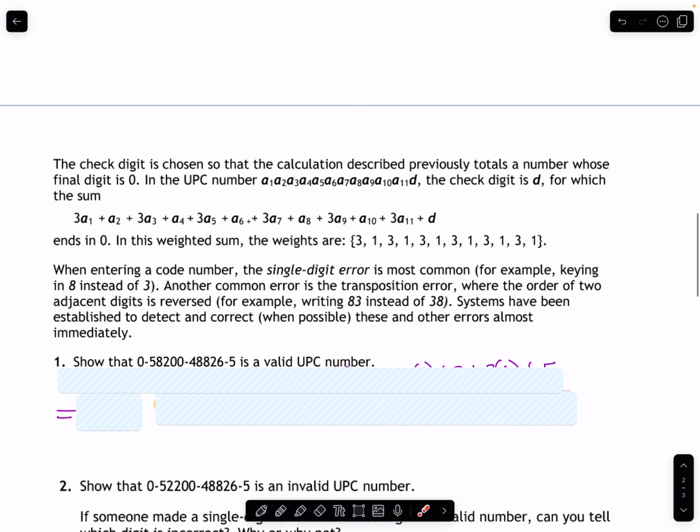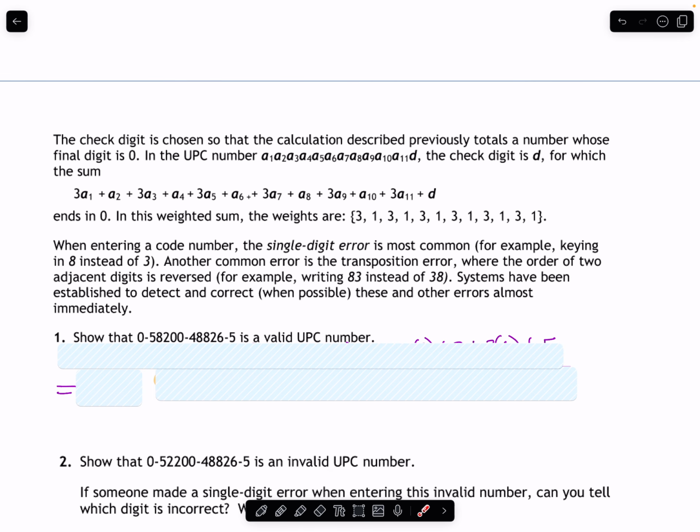All right, so again, this is a better look at what we're doing. A1 represents the first digit. That gets multiplied by 3. Then you add the second digit, and then the third digit gets multiplied by 3. Then you add the fourth digit. Then the fifth digit gets multiplied by 3. Then you add the sixth digit, and so on.